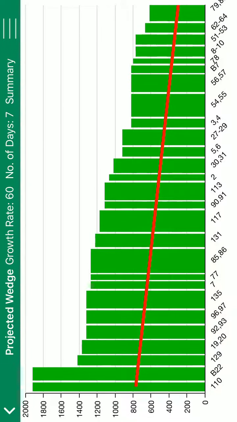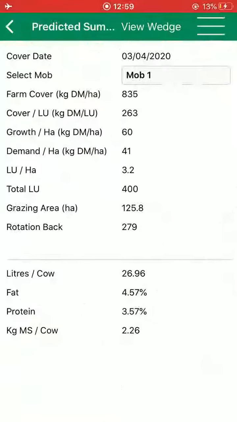Then the next step then would be to see the farm cover and cover per livestock unit by simply clicking on summary at the top of the screen.